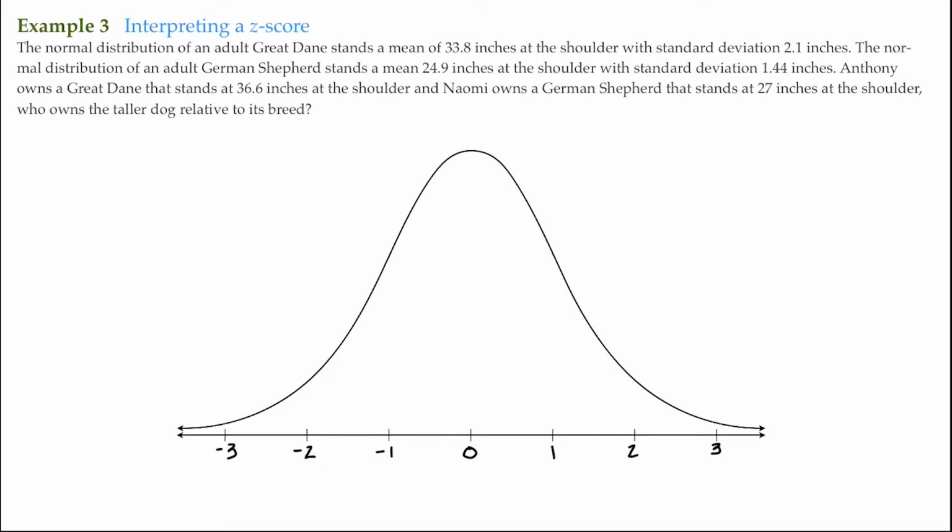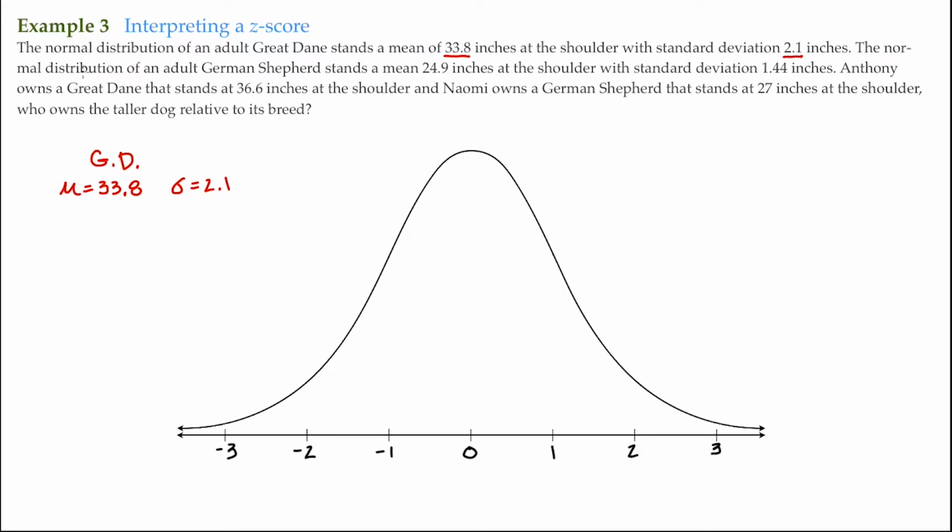And then once I have that, I'm just going to go through here. It says the normal distribution for a Great Dane stands a mean of 33.8 inches at the shoulder with a standard deviation of 2.1 inches. So I'm going to put all my information over here for the Great Dane. How about if I do GD right here for Great Dane? He's got a mean of 33.8 inches. Mu is 33.8, with a standard deviation of 2.1 inches. So sigma is 2.1 inches.